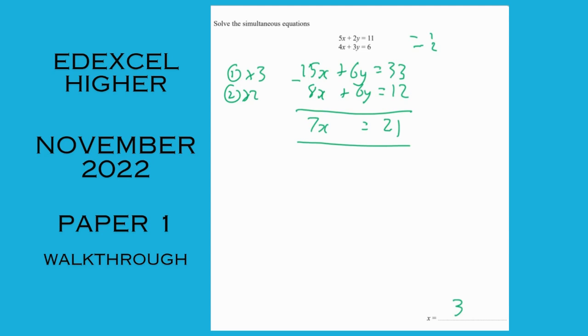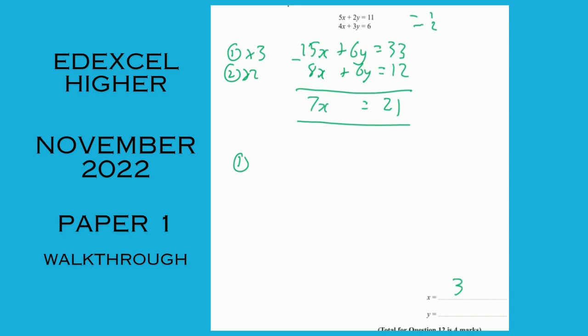Pick either equation, top or bottom. I go for the top one. Don't know why. They're all positive. They're all nice and easy. And substitute in what you know. So 5x's are 5 3's.